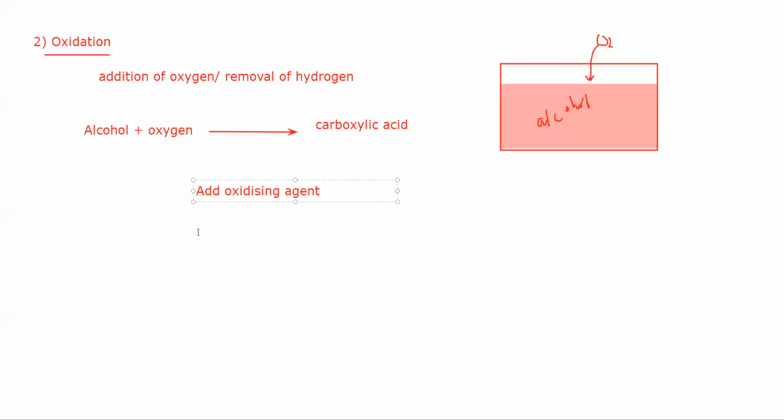So when we add oxidizing agents, the two oxidizing agents, you have to learn the name and their color changes. The first oxidizing agent, you can add potassium manganate 7. This potassium manganate 7, you don't have to learn the chemical formula for this oxidizing agent. So this formula is KMnO4.